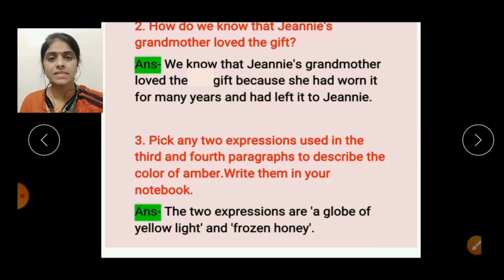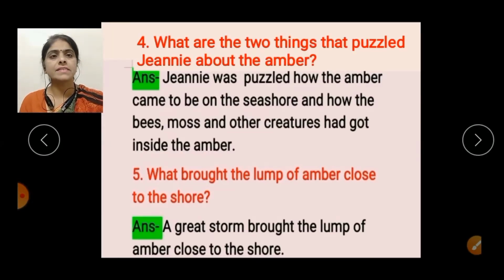Now let's have the next question, and that is, what are the two things that puzzled Genie about the amber? So the answer is, Genie was puzzled how the amber came to be on the seashore and how the bees, moths and other creatures had got inside the amber.